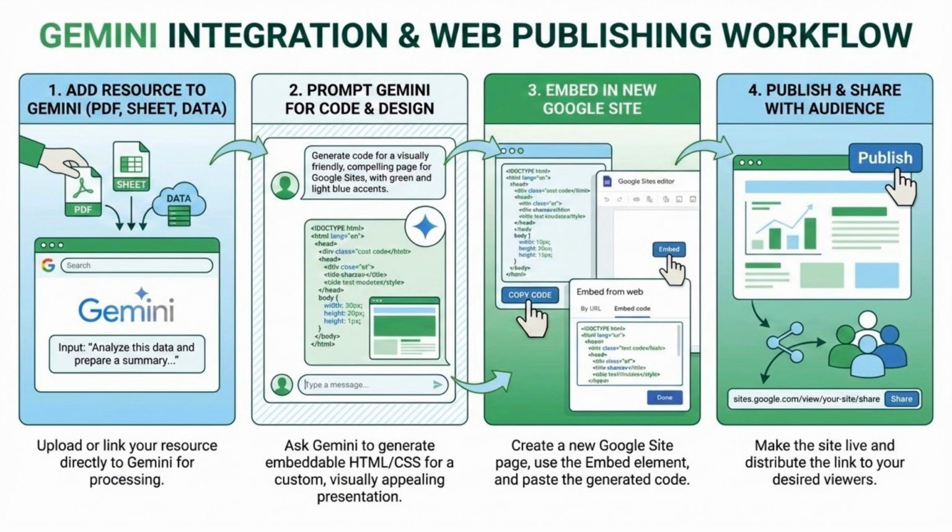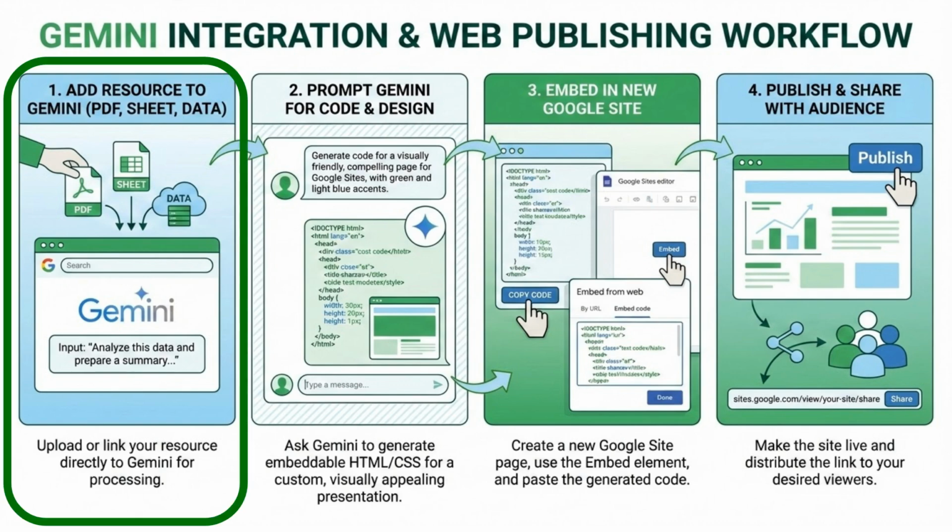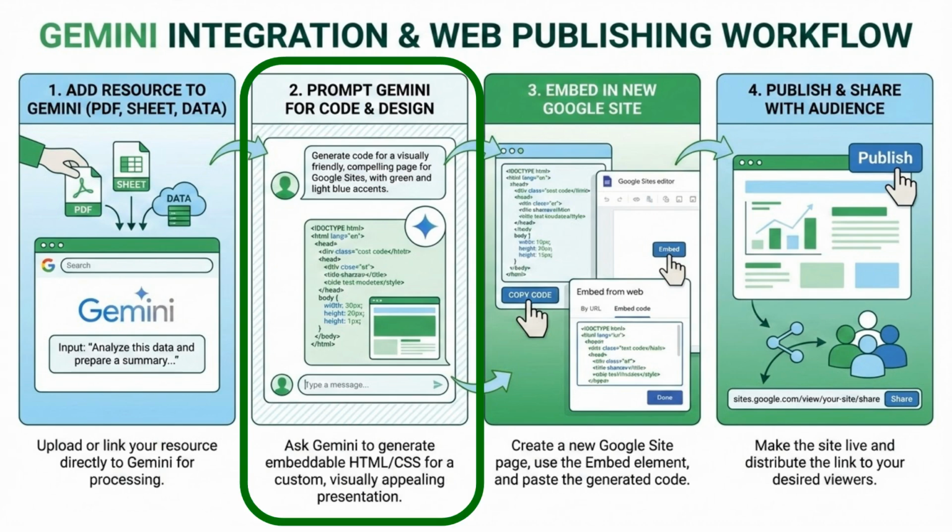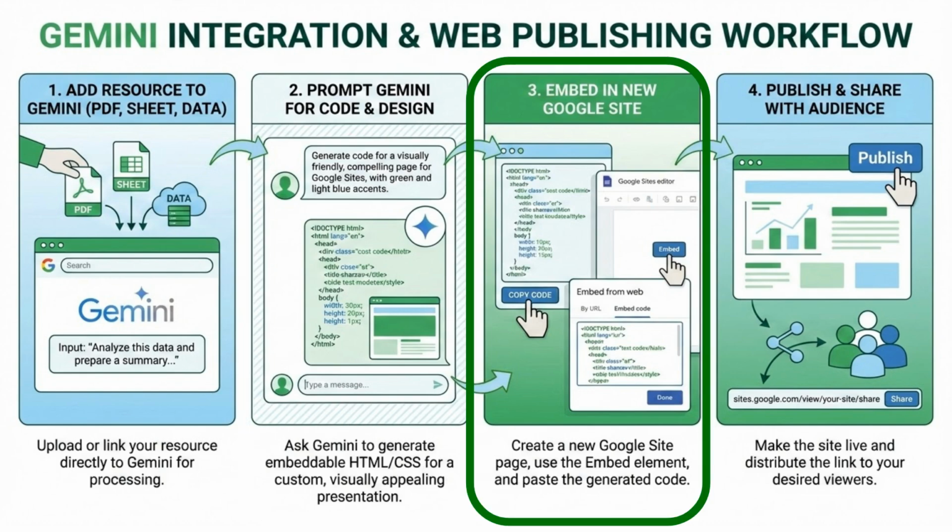In this video, we're going to be talking about a really powerful workflow where we can take a resource that we have. So maybe a PDF, maybe a Google Sheet, maybe data that exists somewhere for us. And we're going to take that and ask Google Gemini to code that into a visually friendly resource. Once we get the code that we want and we've told it, hey, this is going into a Google Site, then we're going to be able to take that code, copy it, create a new Google Site and embed that code to actually become the Google Site itself.